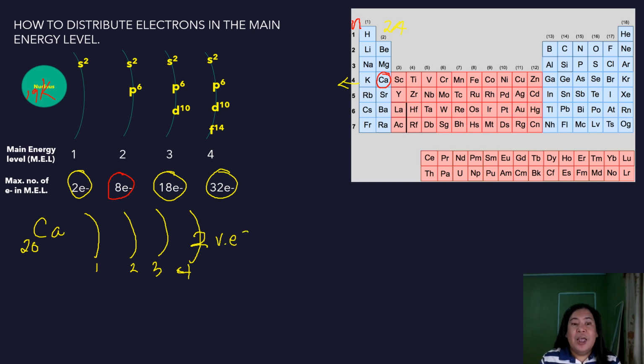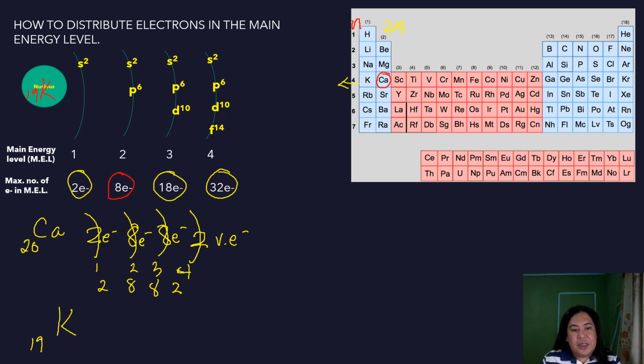Alam niyo na kagad yan. Okay. So, since this is 20, alam niyo na kagad na yung first main energy level ang maximum niya is 2, completely filled na yan. So, 2 electrons na yan. So, ang natitira niyo na lang is, that is 16. So ilalagay niyo na dito yung 16. Okay? So, that is 2, 8, 8, 2. So, that is the distribution of electrons in the main energy level for calcium. Pwede siyang 8 kasi ang maximum naman sa third main energy level is 18. Okay?